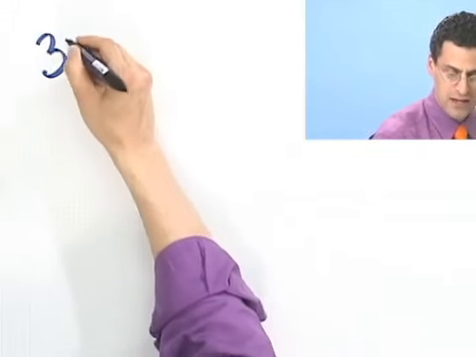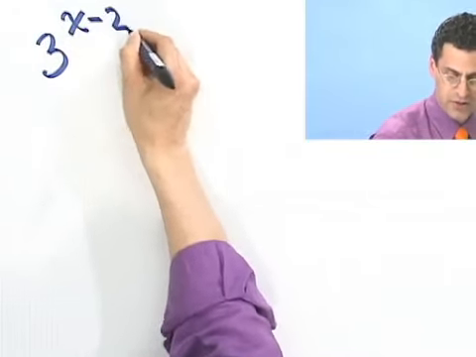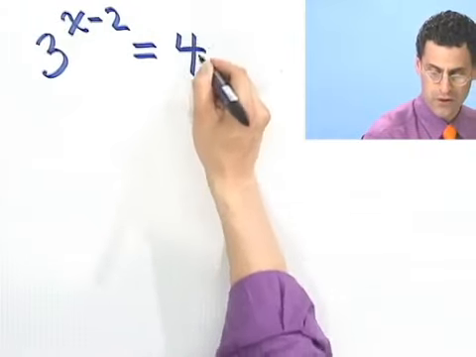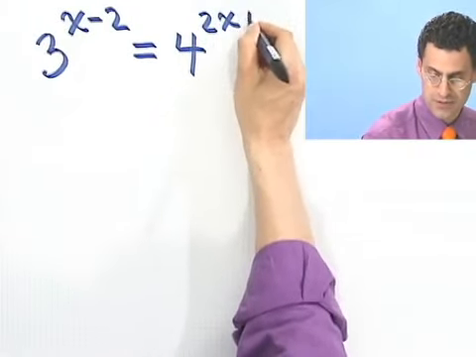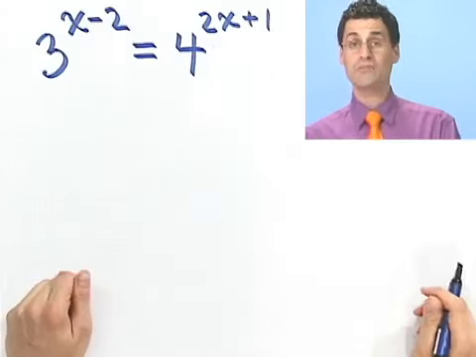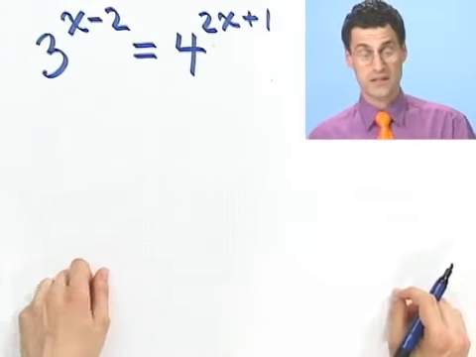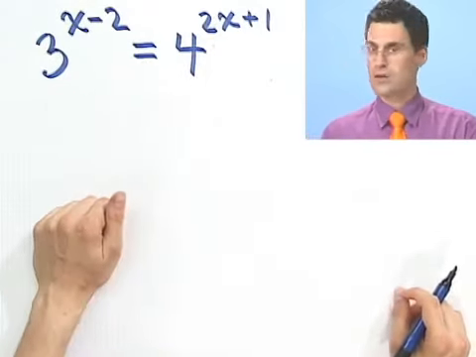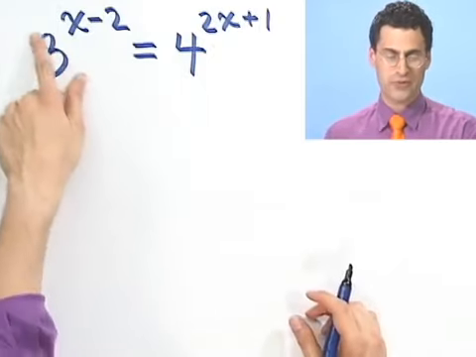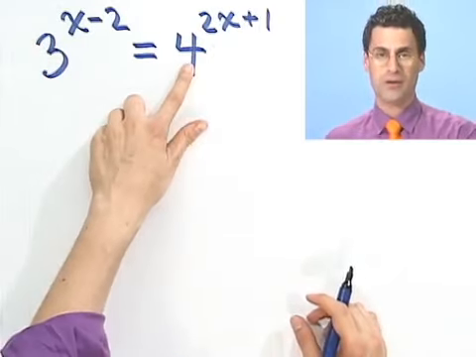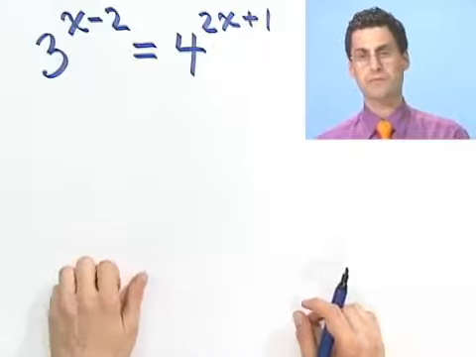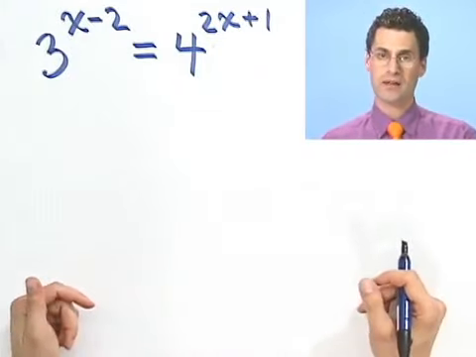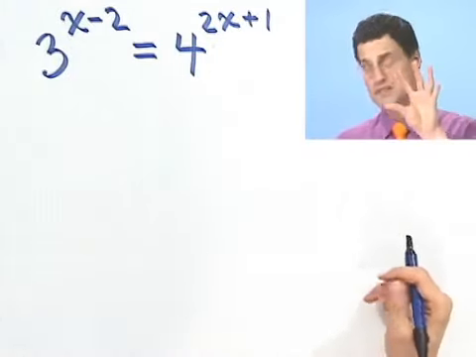Suppose I take 3, raise it to the x minus 2, and I want that to equal 4 raised to the 2x plus 1. And I want to find out the value for x which actually makes this true. Well, there's no way for me to take the 3 and make it into a 4 to a power, or a 4 and make it into a 3 power in some sort of easy, straightforward way. So what would I do? Well, here's the key idea.